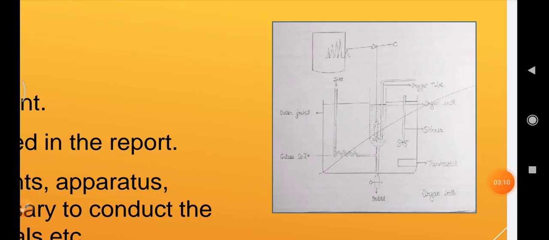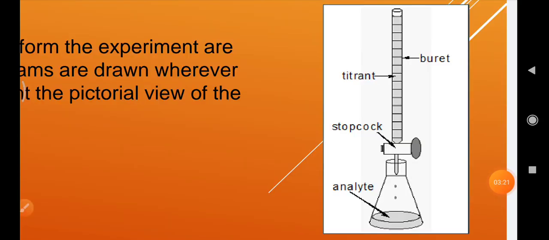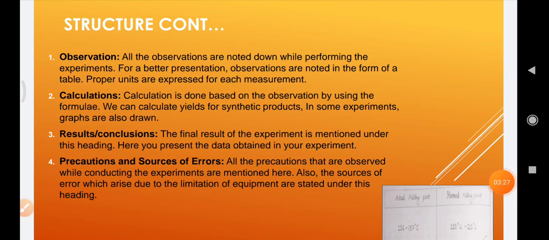For example, this is a pictorial diagram for equipment used in pharmacology lab to record the drug response curve. Or this is a pictorial setup for a titration in pharmacochemistry lab. The next heading is observation. All the observations are noted down while performing the experiments. For a better presentation, observations are noted in the form of a table. Proper units are expressed for each measurement.